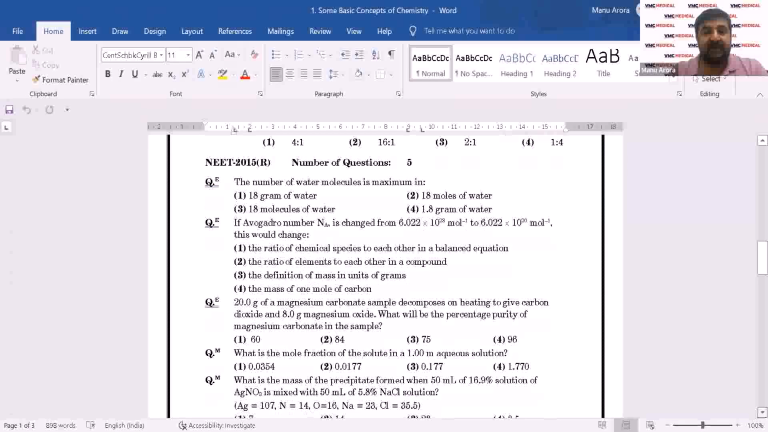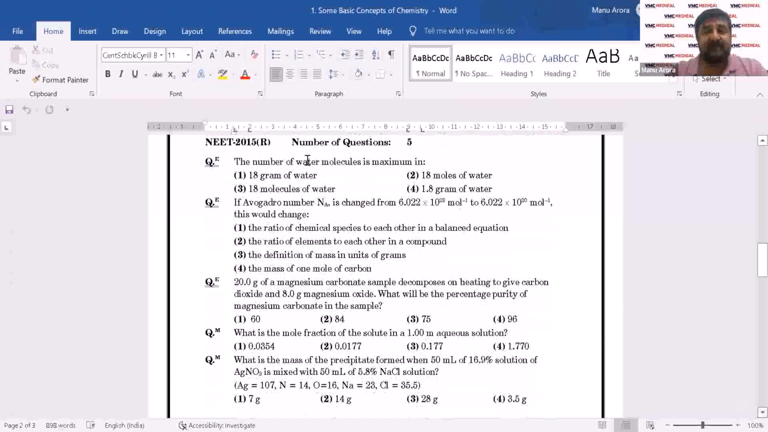In 2015, we get 5 questions. But if you look at these 5 questions, one is based on simple atom and molecule calculation. One is based on the Avogadro number. This one is simply based on a limiting reactant concept. So far we have not seen any question from titrations or equivalent mass, or the last part of stoichiometry. Everything has been from the earlier part.